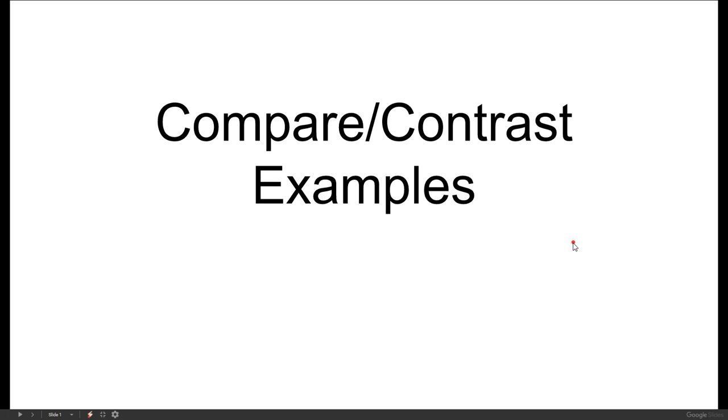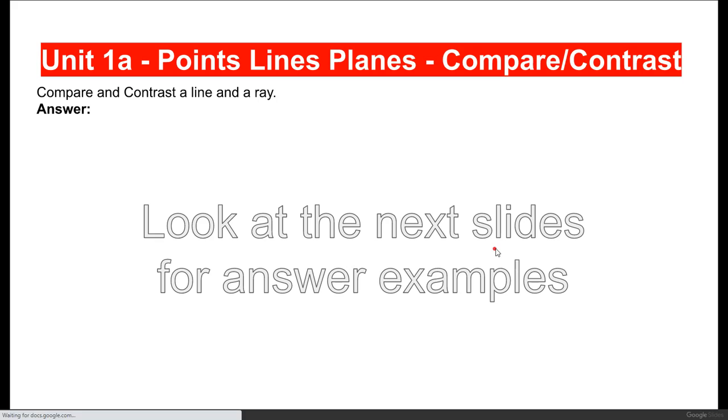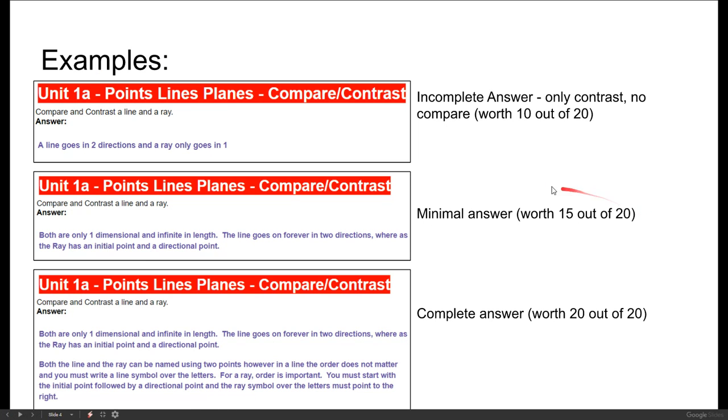Hi, there are a few things I want to go through when we're looking at compare-contrast examples of an incomplete answer, a minimal answer, and a complete answer. For each unit, we're going to have available your topics, and then you'll have your compare-contrast prompt. For Unit 1A, my sample prompt, which is not the one you'll see on the actual semester assessment, is compare and contrast a line and array. We're going to look at the next slide to see some answer examples.